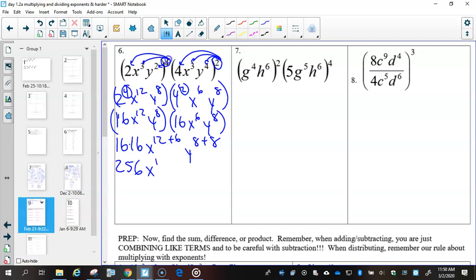X's new exponent would be 18. Y's new exponent would be 16. If these both happen to be the same base, they were both x, then we could combine them again. But they're not.